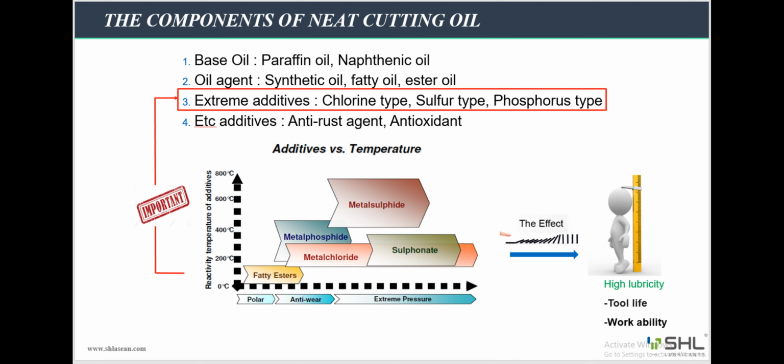In the additive, there are two main additive components: oil agent and extreme pressure additives. In addition to these two types of additives, there are also other types of additives such as anti-rust agent and antioxidant.